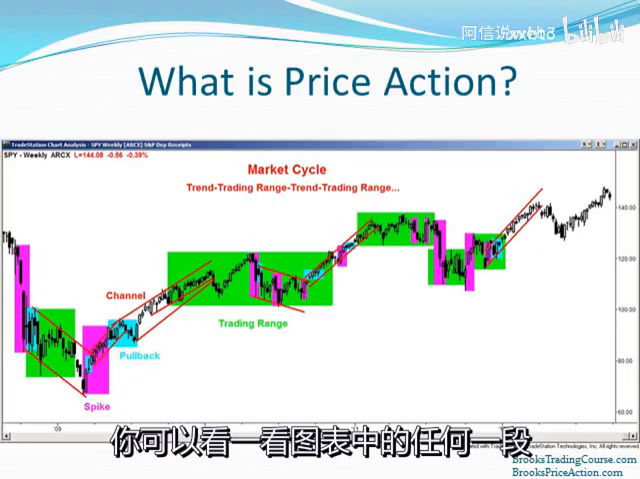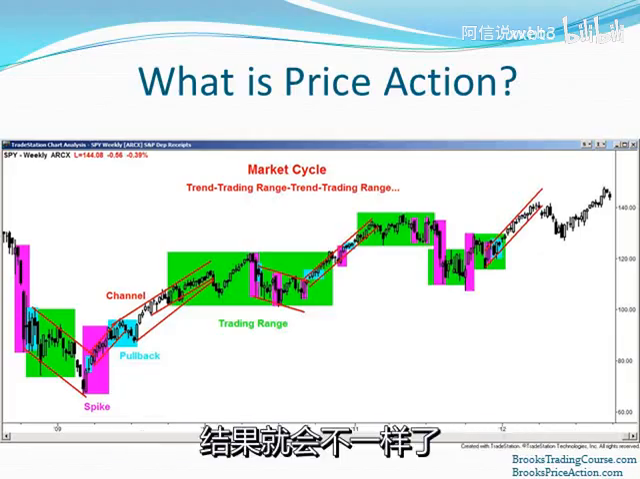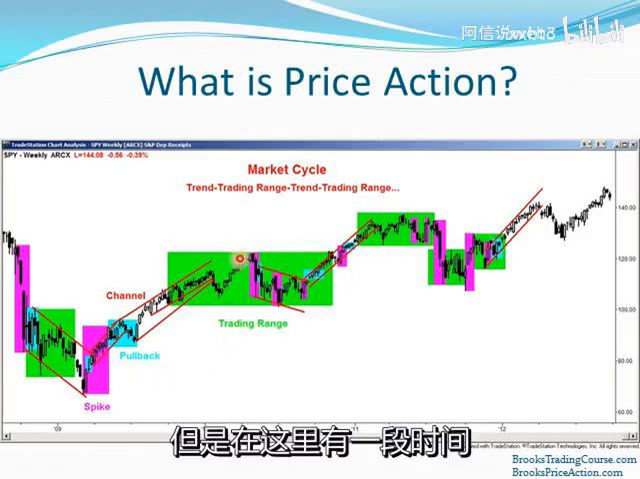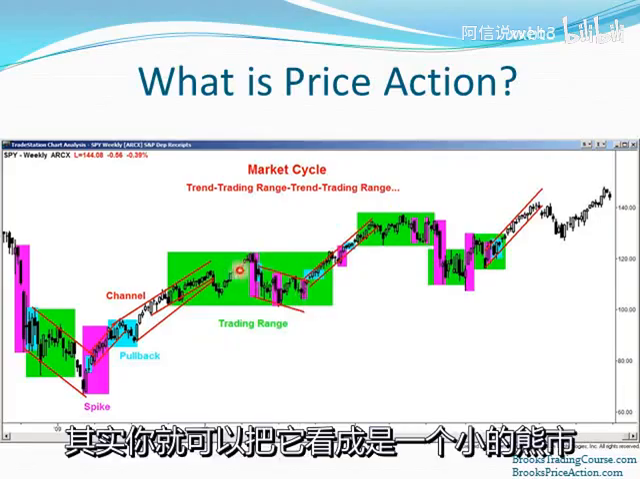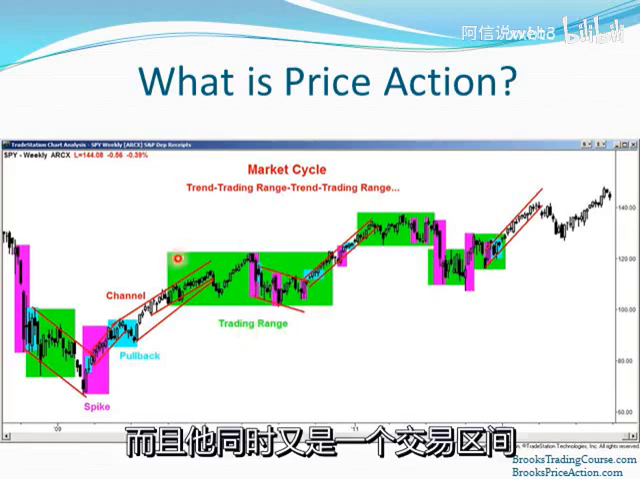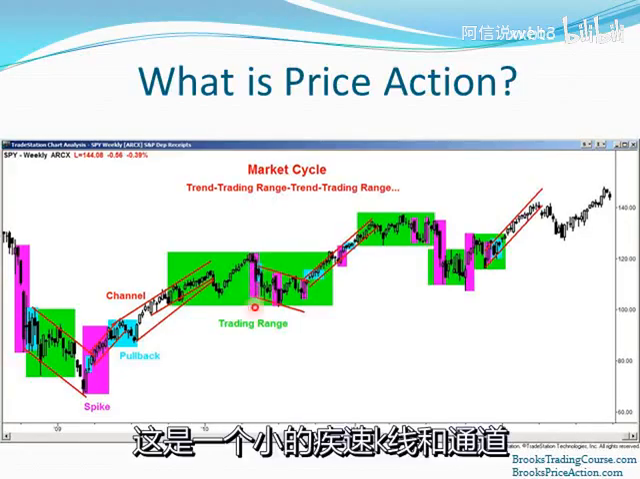You can look at any segment of the chart, and if you go to a higher time frame chart, it's something else. So here we have a bull trend, but for a while we had the start of a bear trend. In fact, you could call this a small bear trend. And it's also a trading range. And within every trading range, there will be trends. Here's a small spike and channel.